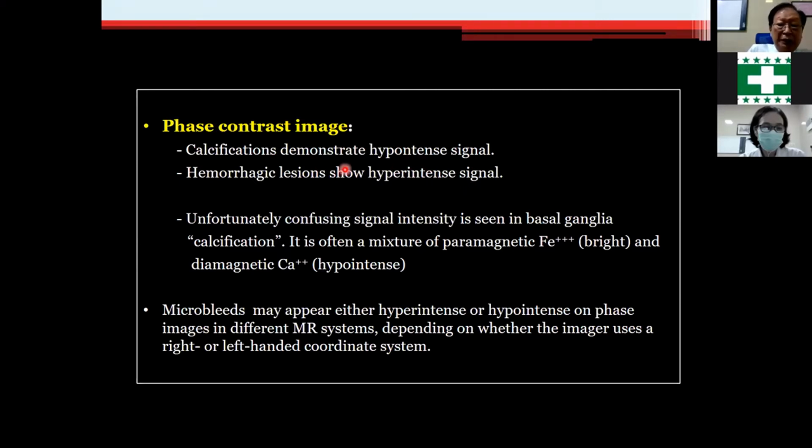Now look at the basal ganglia, the globus pallidus, where you see calcification in a normal person. In basal ganglia you always, almost always, see a mixture of bright and black dots. That is normal, because it is a mixture of paramagnetic iron and diamagnetic calcification.